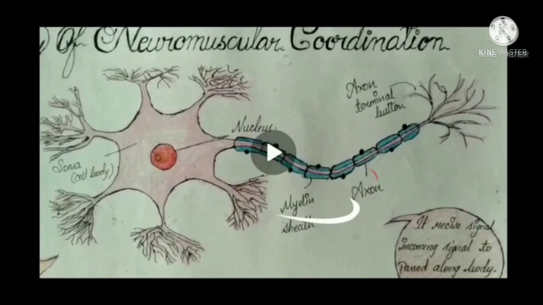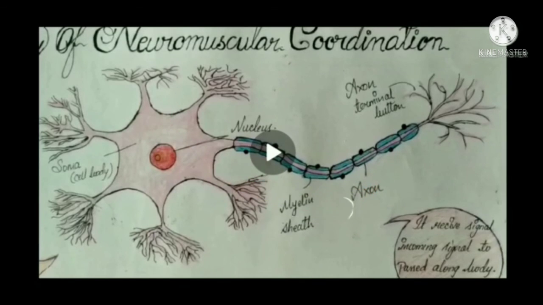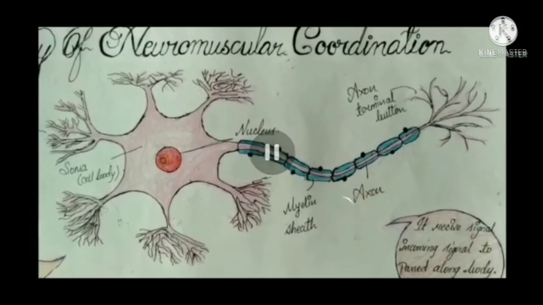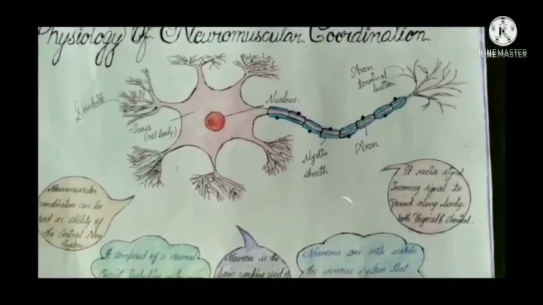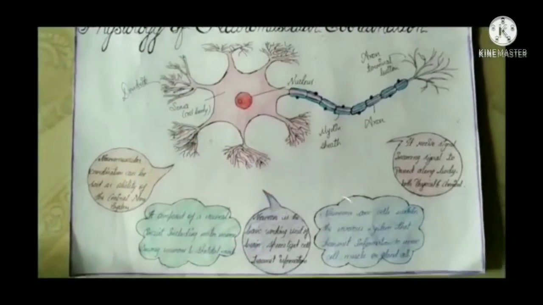The main part of the neuron is called the cell body. It contains all the important parts of the cell that allow it to function properly. It receives incoming signals to pass along the body, both physical and chemical.